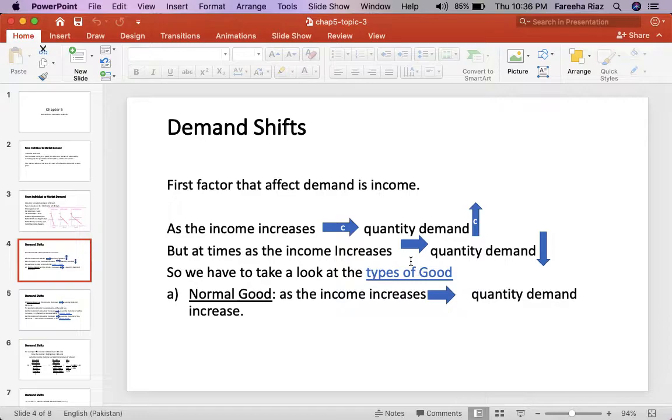So how is it possible that if your income is increasing and the consumer, instead of increasing the demand for the product, is reducing its demand? In that case we have to take a look at the nature of the product or the type of the product.